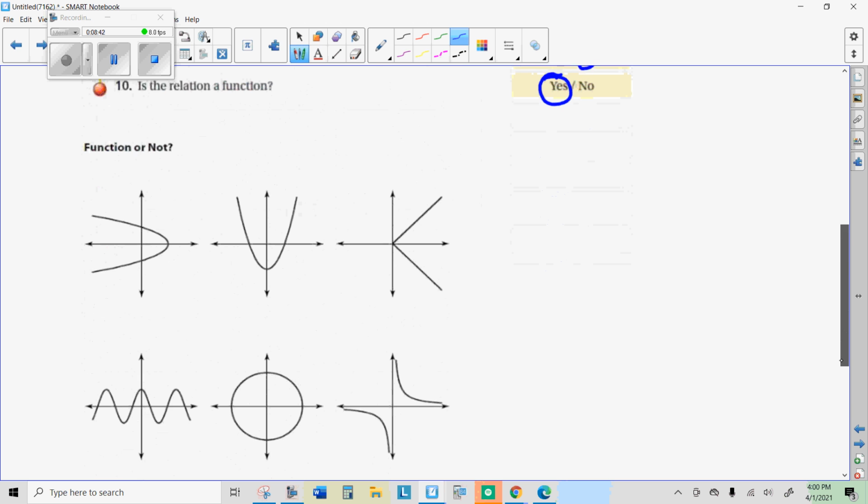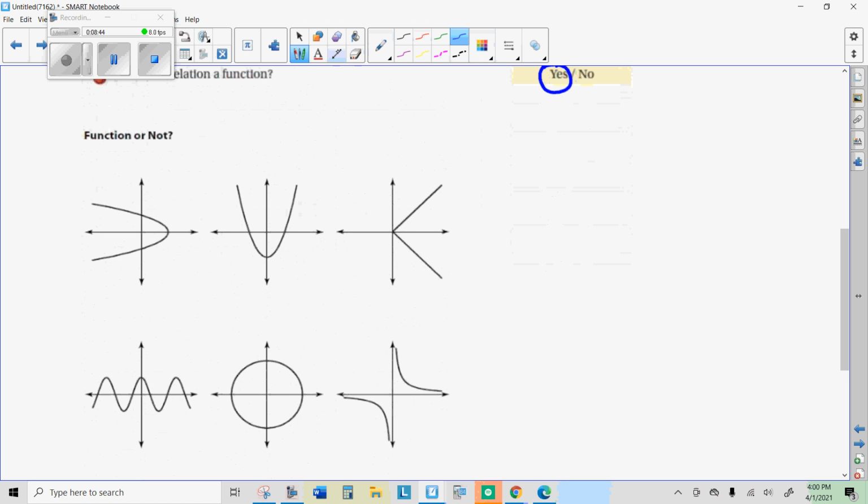Okay, so let's do this last little exercise. Take a vertical line, or imagine a vertical line, and imagine when you move that vertical line over each of these graphs, whether it may hit more than one point or not. I'll do the first one with you here. Notice that there are places where this graph would hit this vertical line at more than one spot. So we're going to say no on this one. All right, you do the rest of them.